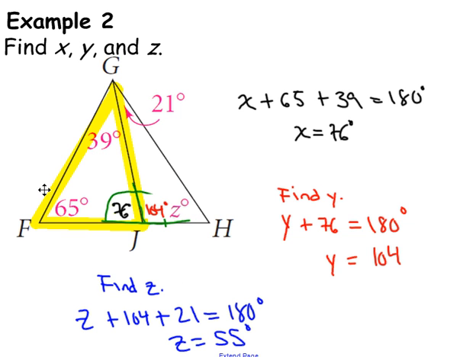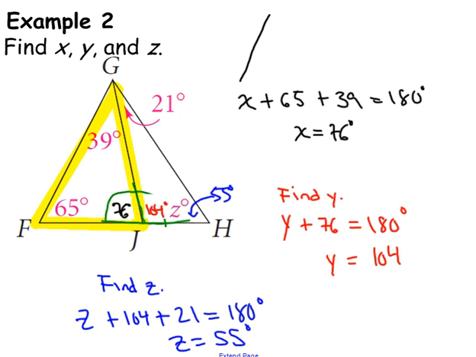So z is 55 degrees. Let me just write 55 there. And those are our final answers. X is 76 degrees, y is 104 degrees, and z is 55 degrees.